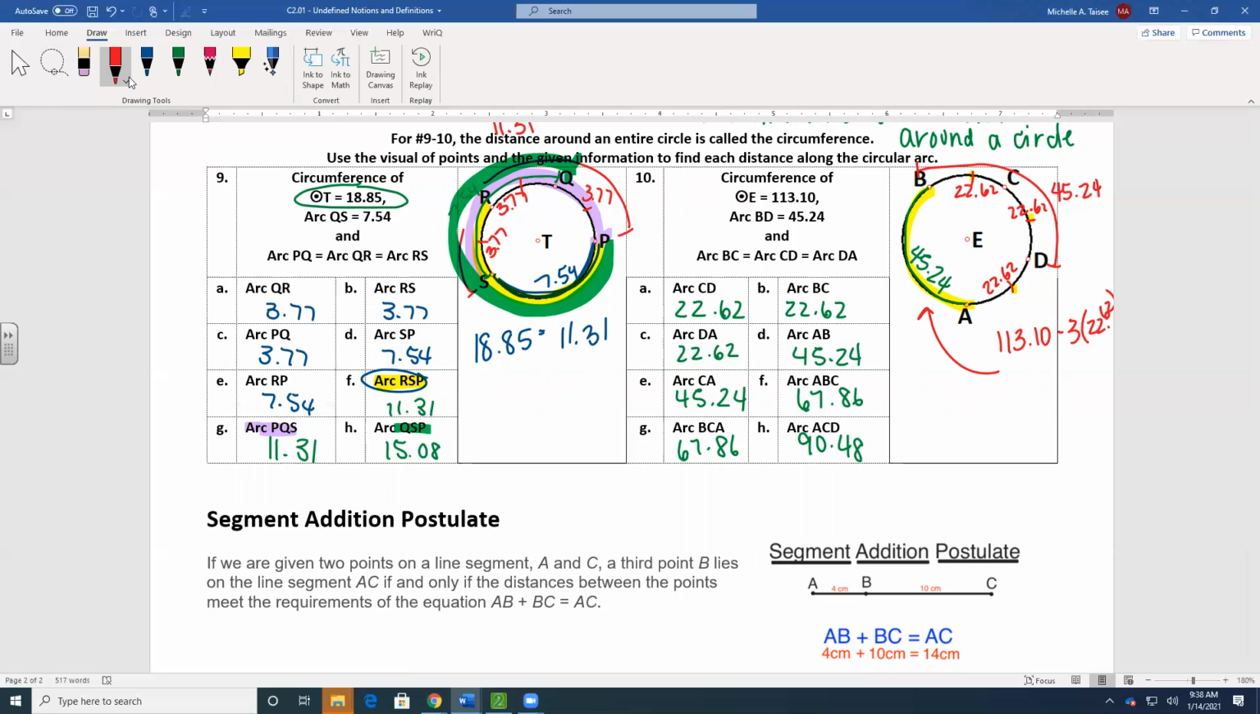So I know the whole thing. I know 3 pieces of it. So I'm looking for the rest of it, the piece that's missing from the whole circumference.